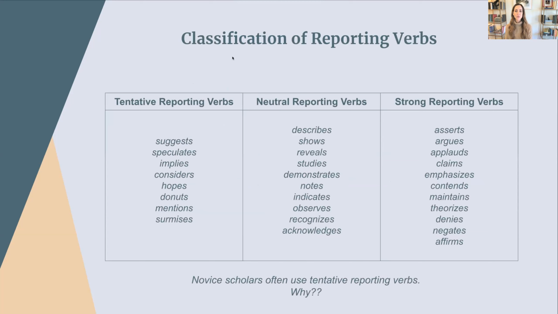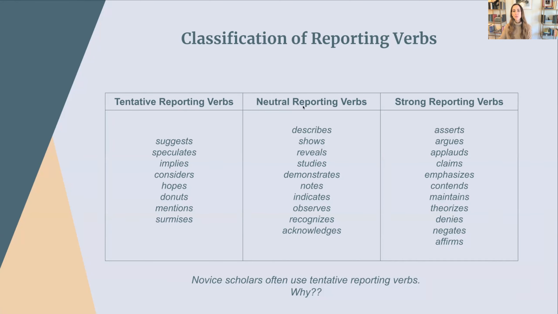So these are the classifications of reporting verbs. We have tentative, neutral, and strong. I have a handout that I'm going to send you with the recording, but this is just an overview of some of the most common ones in each category. So like I said a moment ago, when I first started writing, I used a lot of neutral reporting verbs, and I just wasn't yet comfortable. I didn't have a lot of confidence in my writing and my research abilities. I didn't yet feel comfortable really understanding or critically evaluating another source's work.